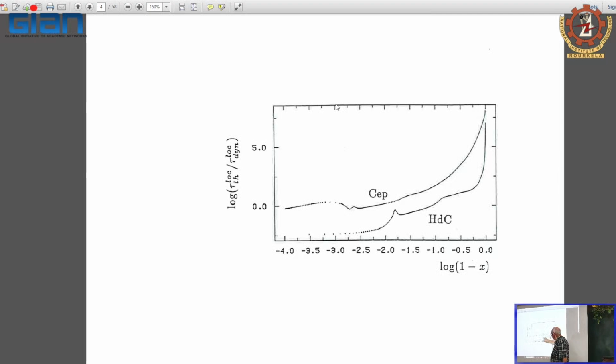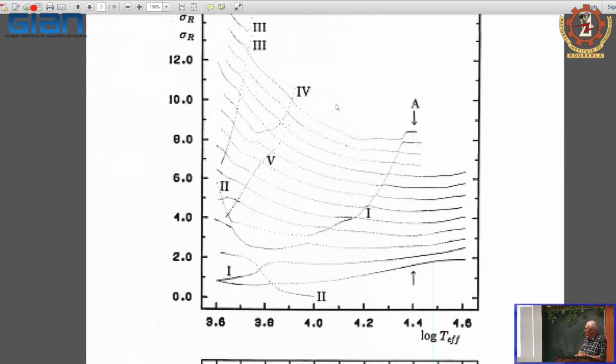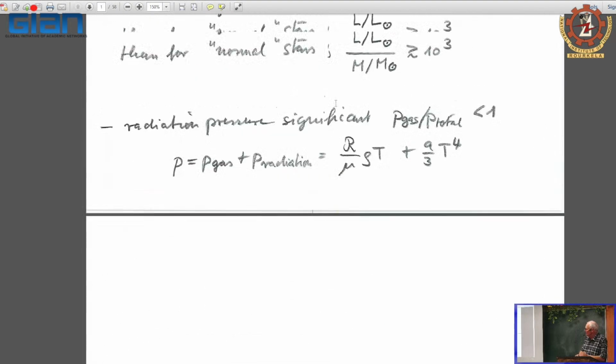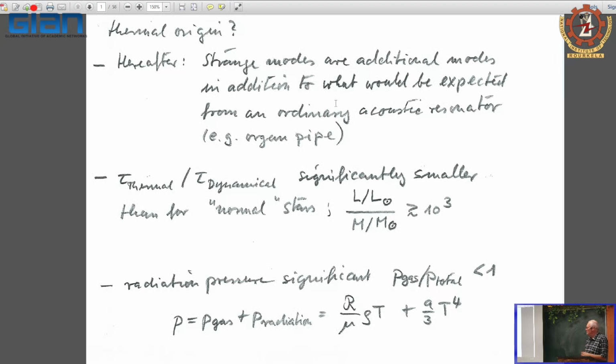Well, for the Cepheid, this domain where the thermal timescale is of order unity or even less is much smaller than for the hydrogen-deficient carbon star. For the hydrogen-deficient carbon star, this ratio is smaller, and the domain where this ratio is smaller than unity is also bigger. So a property of this hydrogen-deficient carbon star is that the ratio of thermal to dynamical timescale is significantly smaller than for normal stars like Cepheids.